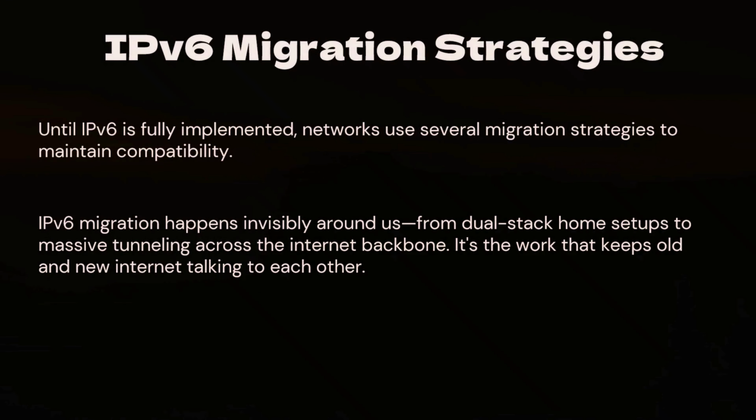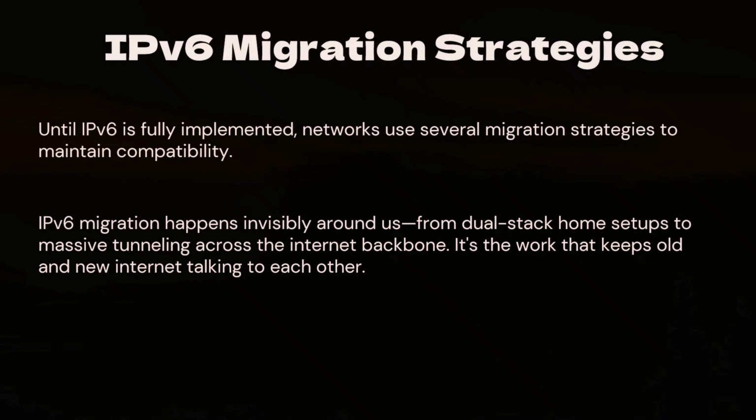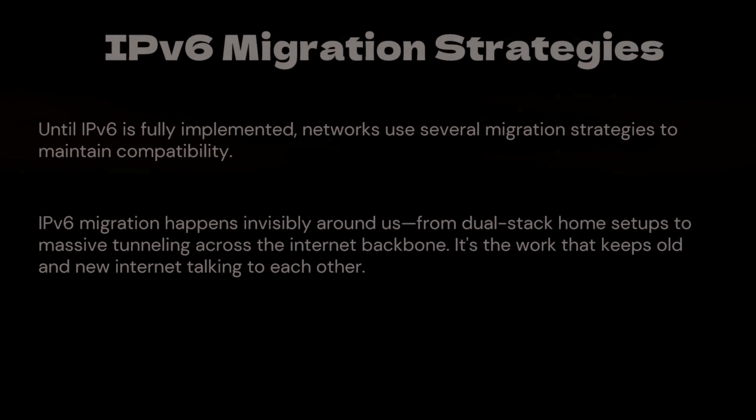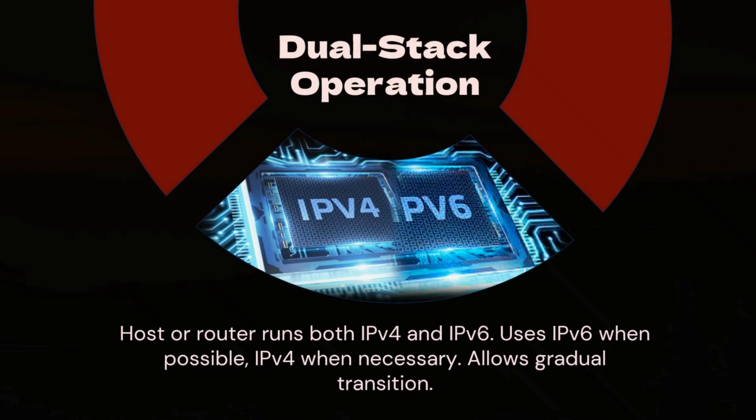Have you ever wondered how the internet is slowly moving from IPv4 to IPv6 without breaking everything in between? Now, until IPv6 is fully implemented, networks use several migration strategies to keep everything compatible. Dual stack operation is the first option. A host or router runs both IPv4 and IPv6. It uses IPv6 when it can and IPv4 when it must. This allows a gradual transition, one device at a time. The challenge: every device must support IPv6 to allow full connectivity.